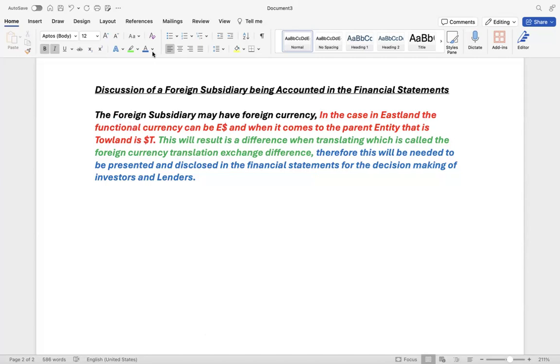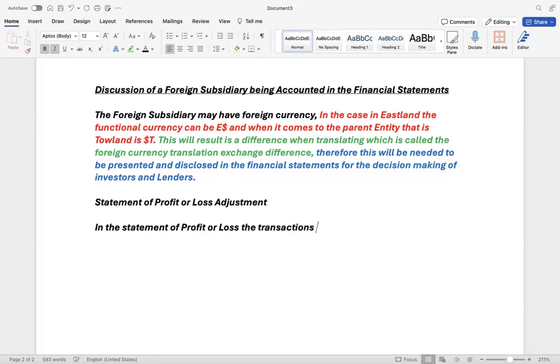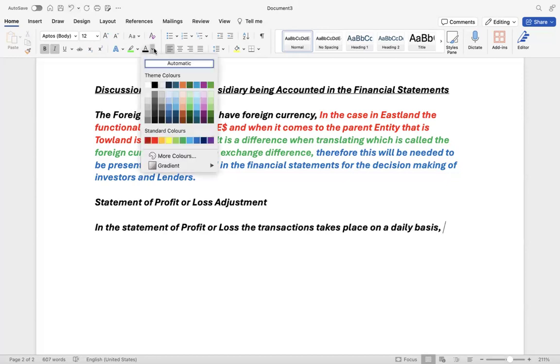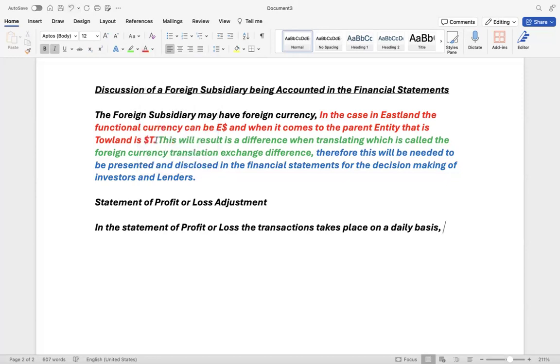Now, students, I'll write down the first subheading. Statement of profit or loss adjustment. In the statement of profit or loss, the transactions take place on a daily basis. Transactions take place on what basis, students? Daily basis. That is also very, very clear.